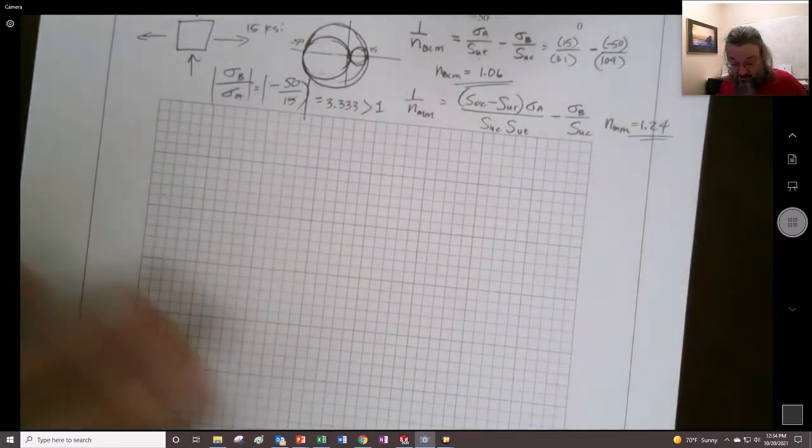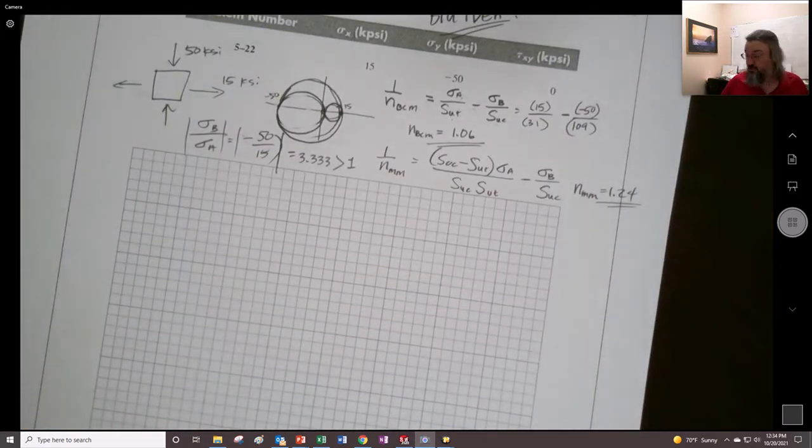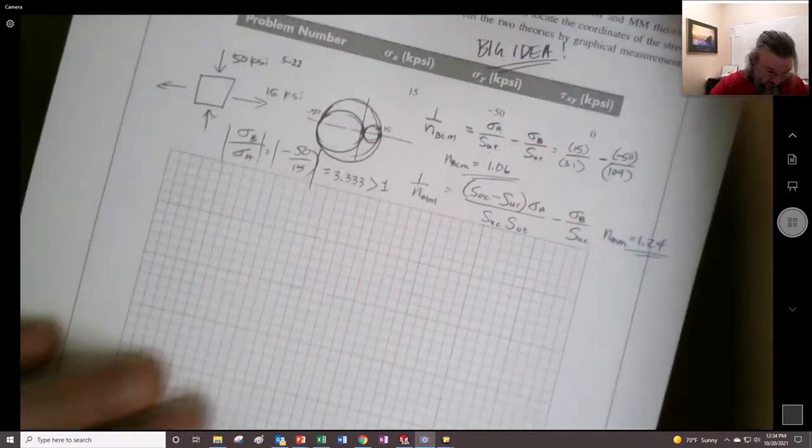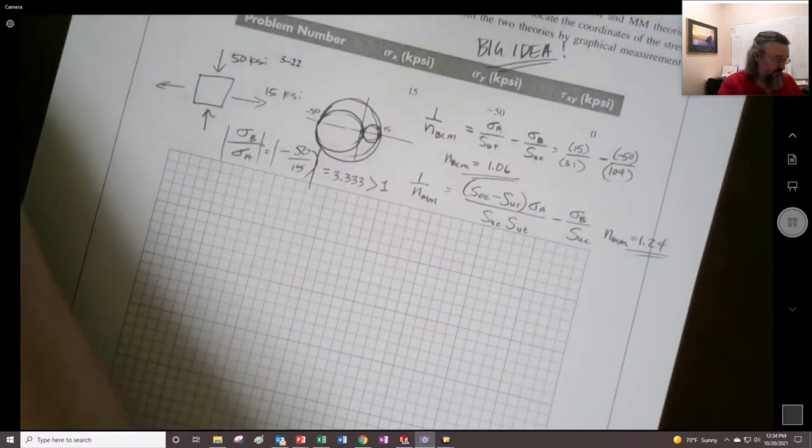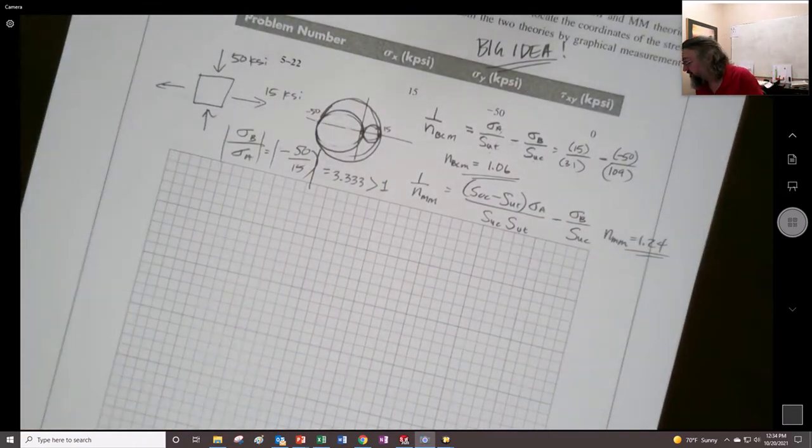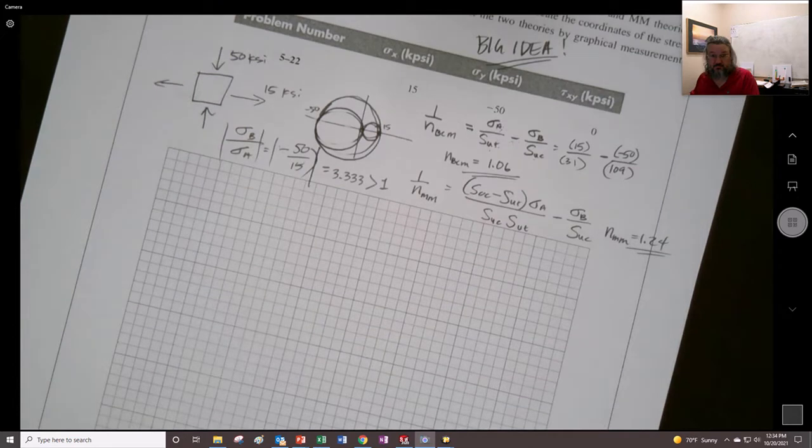Why are we doing the modified Mohr? I don't know. Where did my ruler go? I don't know. He just decided to disappear. He took a vacation somewhere. There you go. Okay. All right.